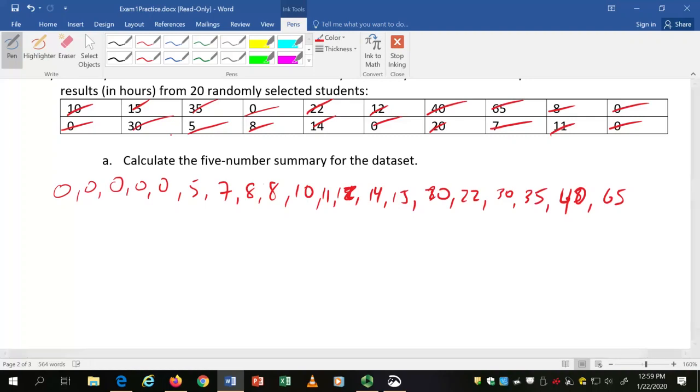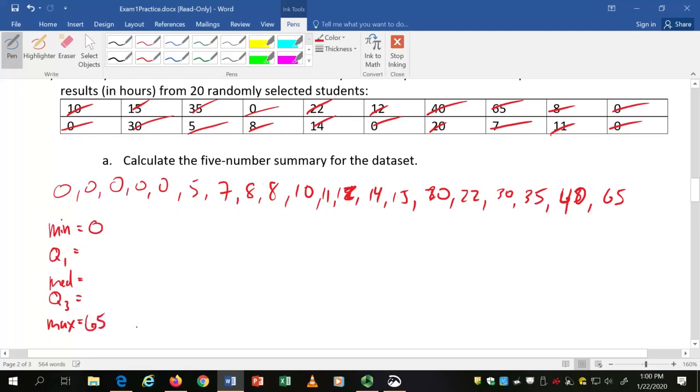But anyways, the easiest ones are the min and the max. So I'll just make my list here. When I say 5-number summary, these are the 5 numbers I'm talking about: the min, the first quartile, the median, the third quartile, and the max. The min and the max are the easiest because they're literally just the min and the max. The median we know how to get.